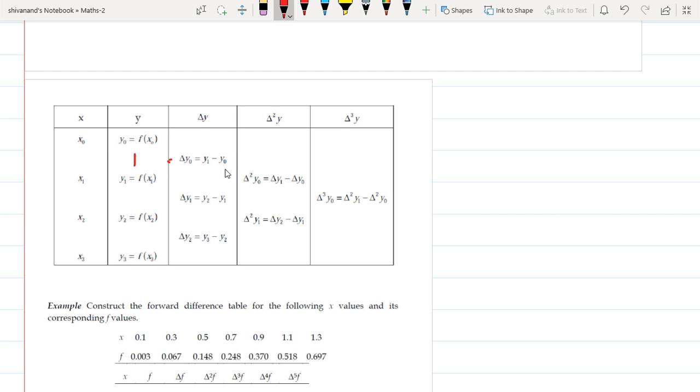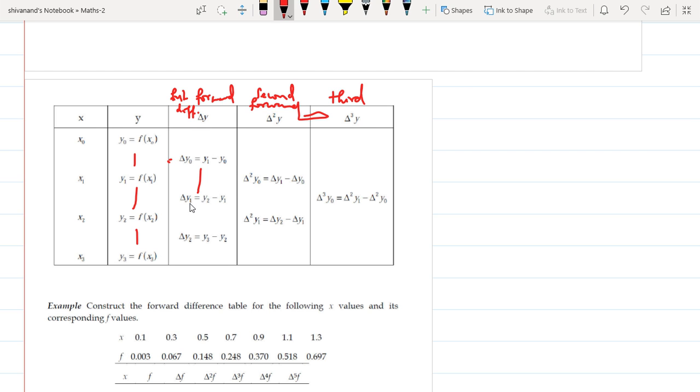So you can see that y1 minus y0 is nothing but delta y naught. If you take these two, y2 minus y1, then we get delta y1. If you take y3 minus y2, then we get delta y2. So this is the first forward difference. This is the second forward difference. And this is the third forward difference.